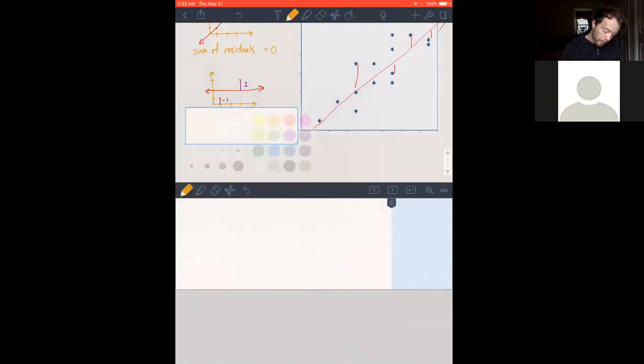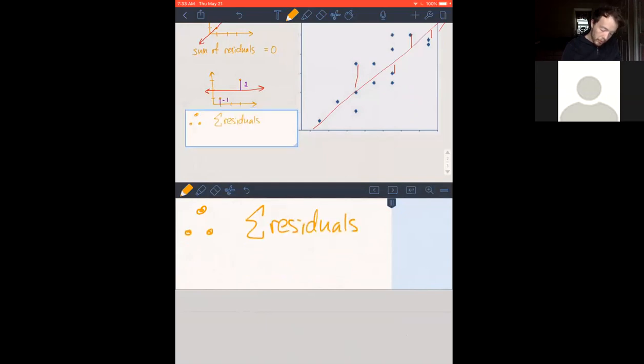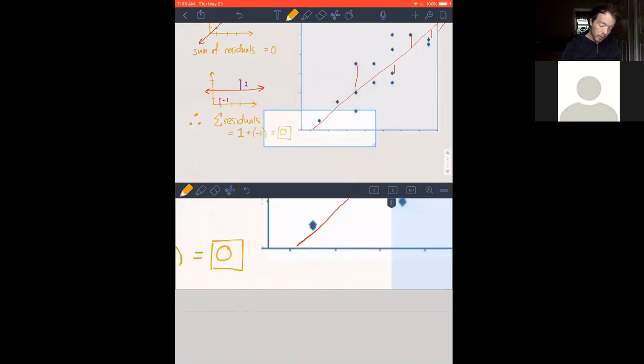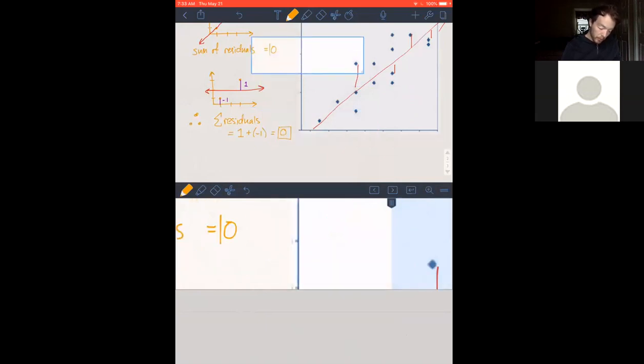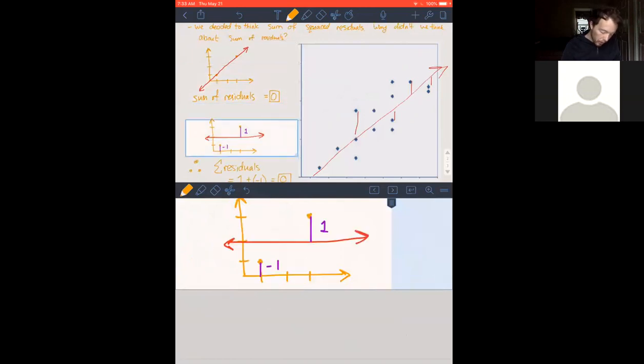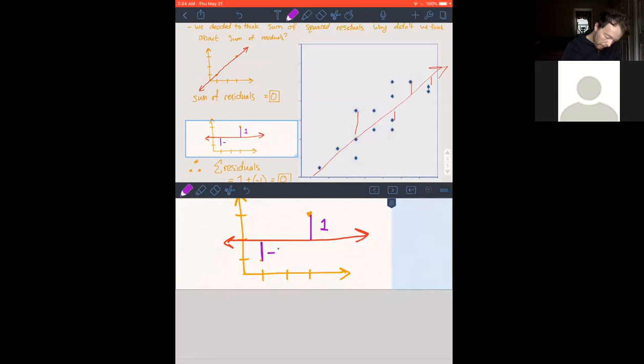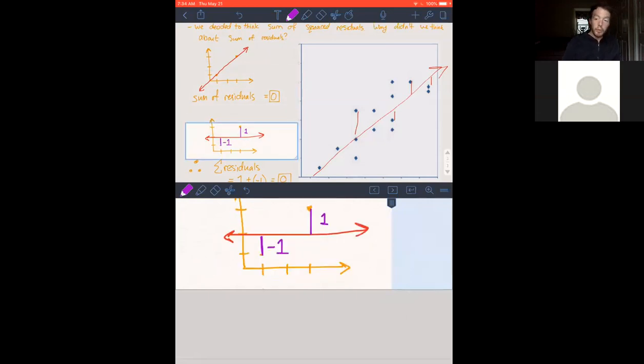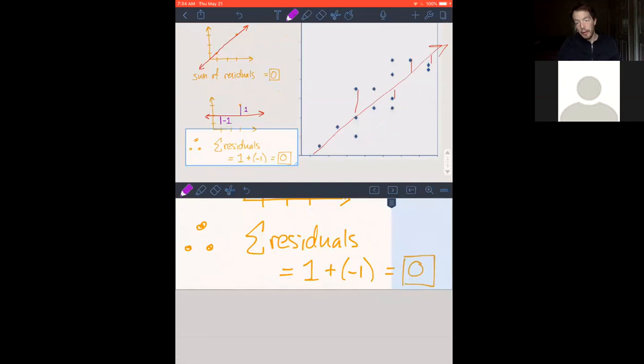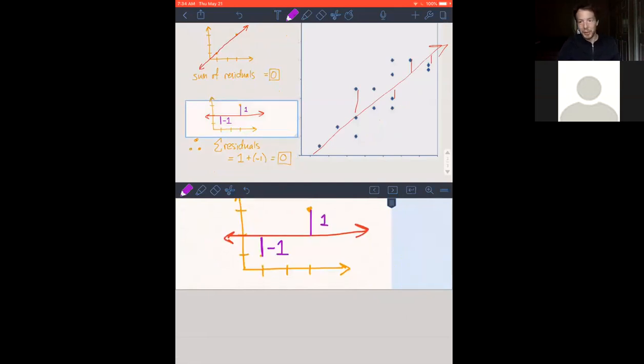Therefore, the sum of the residuals is equal to 1 plus -1, which is equal to 0. So if we had used just the sum of the residuals, both of these lines, oh goodness, I wrote that a little bit wrong, didn't I? Give me a moment. This is -1, my bad. So if we just use the sum of the residuals, we get these two lines that are both best by our criteria, and it's clear that one of them really isn't as good as the other one.